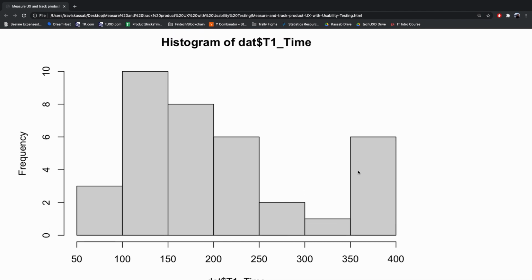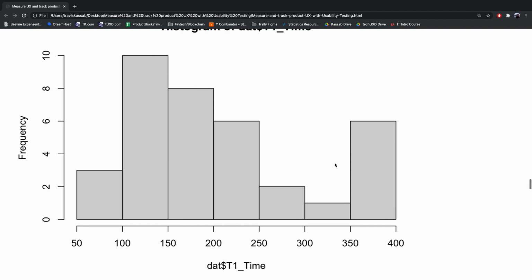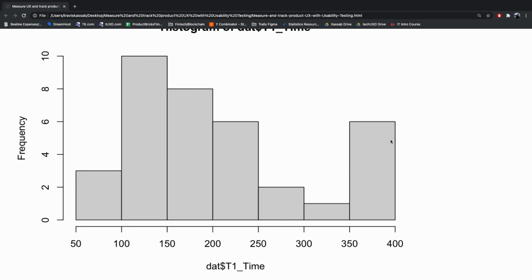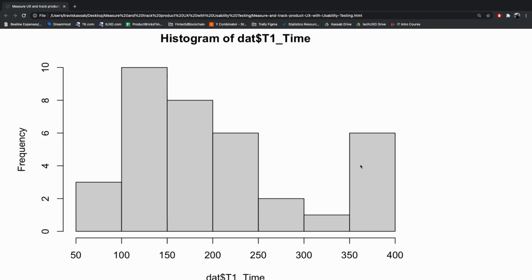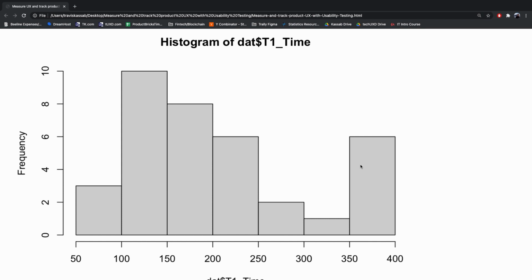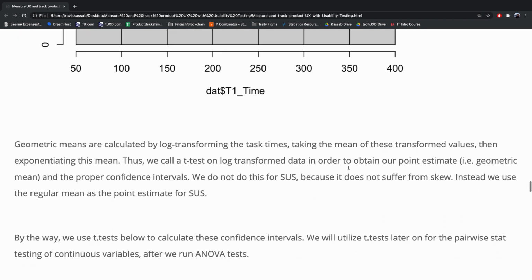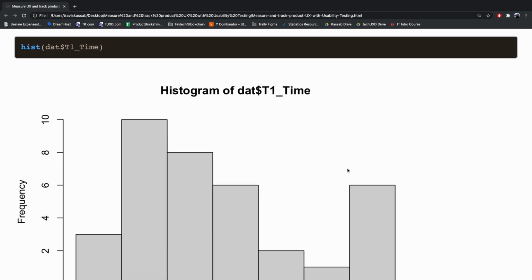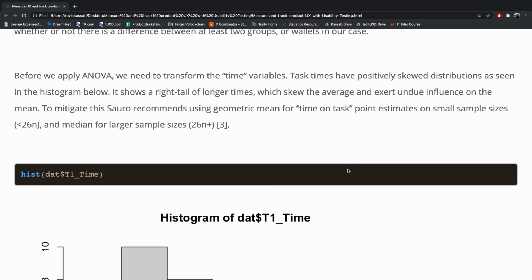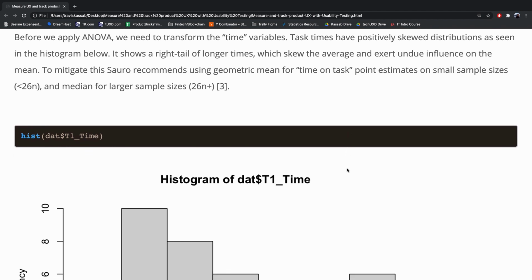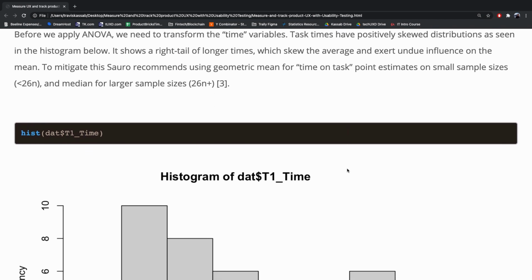There are going to be outliers that skew the mean of the distribution to the right. It's skewing the mean to a higher task time, especially if we removed these outliers over here. Like, I don't know why they're here. Then the mean could be significantly different. So what Jeff Sauro recommends, in the book Quantifying the User Experience, is to use something called the geometric mean, which is more resistant to outliers than the mean.